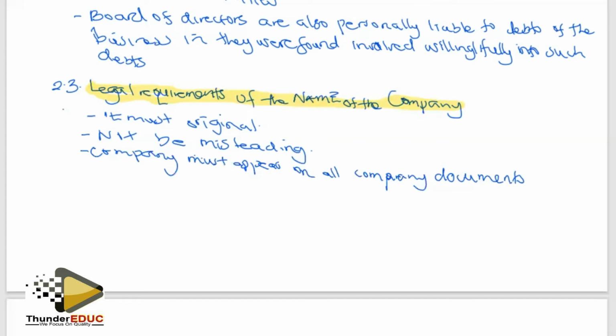Reserving a name for the company is the first step. You must reserve the name of the company with the registrar.